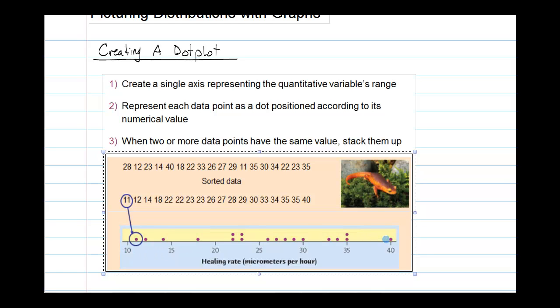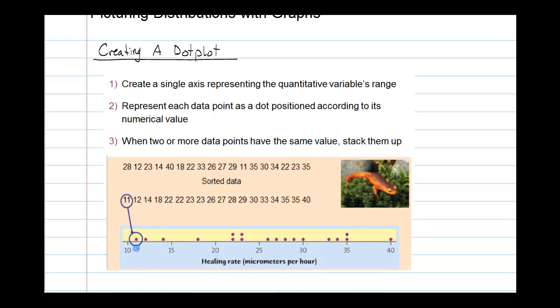Now there's no reason to have 50, 60, 70 on this number line because my largest value only goes up to 40. So the first thing I do is I note number 11, and I note that that goes in between 10 and 15, and I try and kind of scale that the best that I can. Here's 12, here's 14, here's 18, and then 22 has two values, or two instances of 22, so I stack one on top of the other. And then this produces my dot plot.